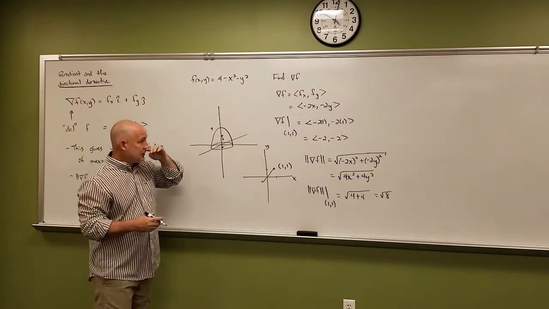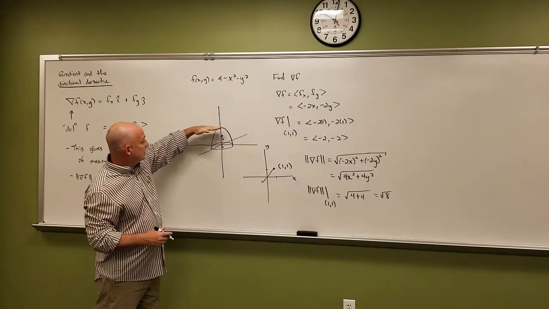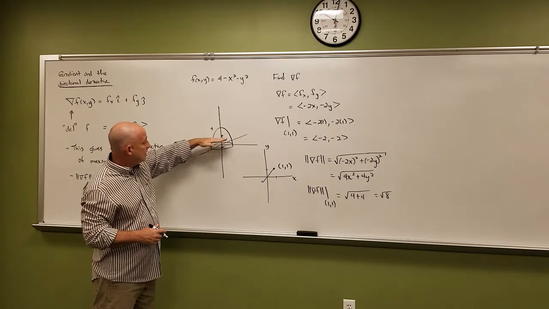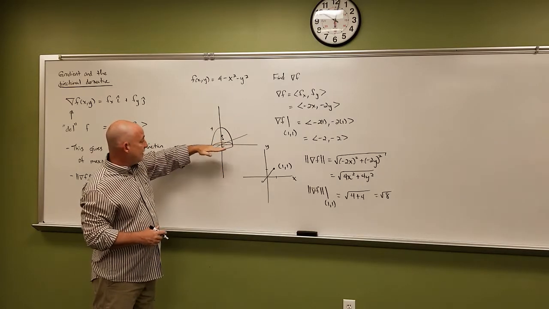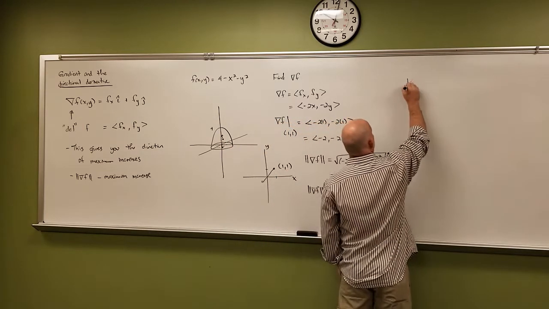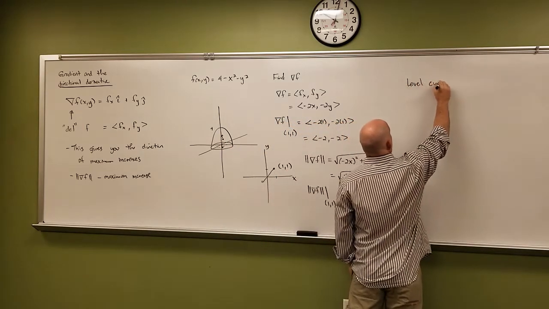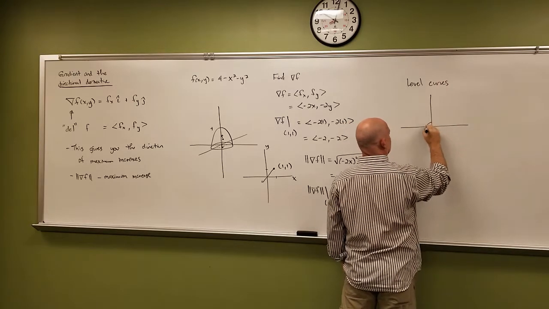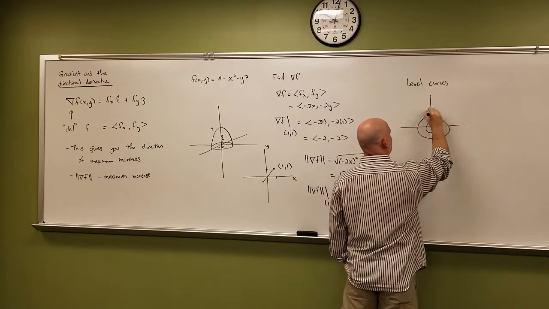Now, think about this. This one's a pretty easy shape. If you were to take this and we start doing the level curves, we start picking z values and we start slicing this thing at different z values, we're just going to get a bunch of circles. So for this one, level curves would look something like this. It'd be circles like that.